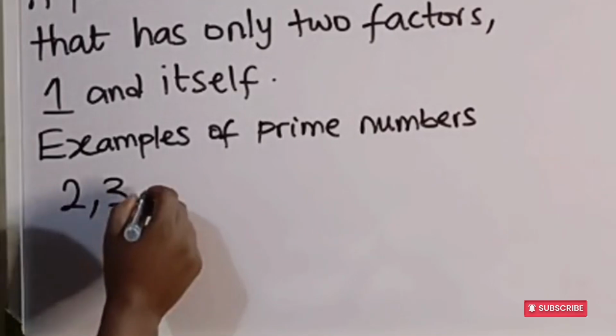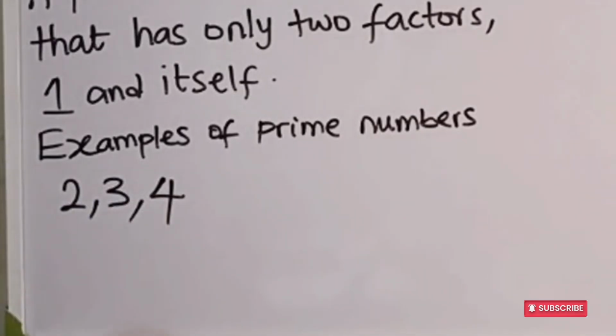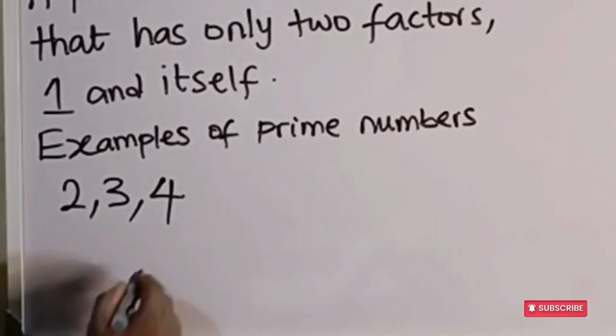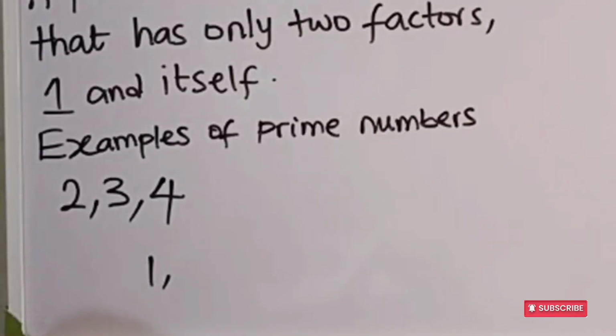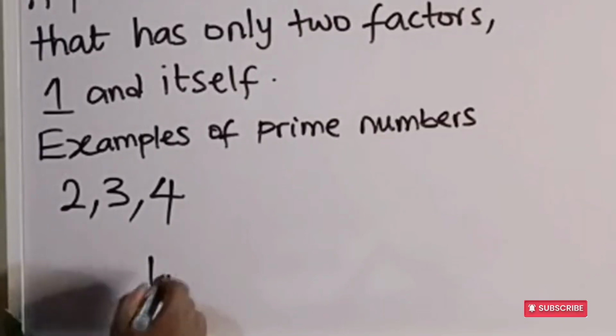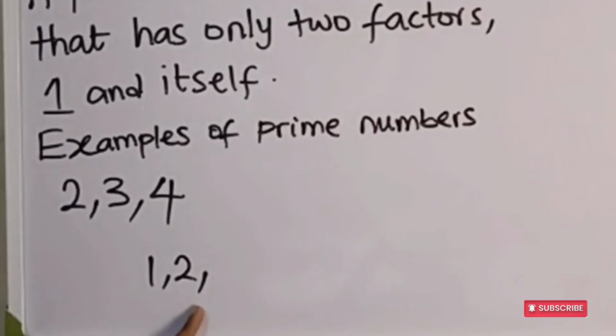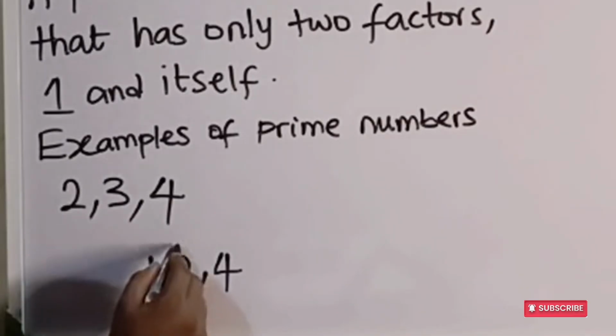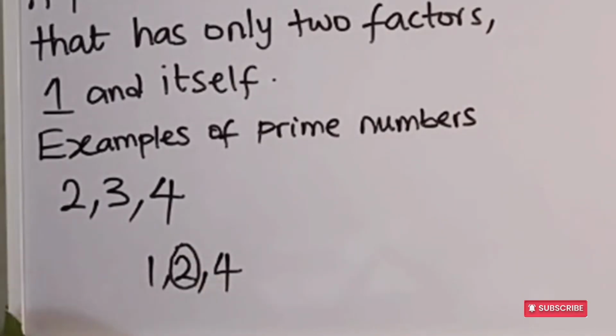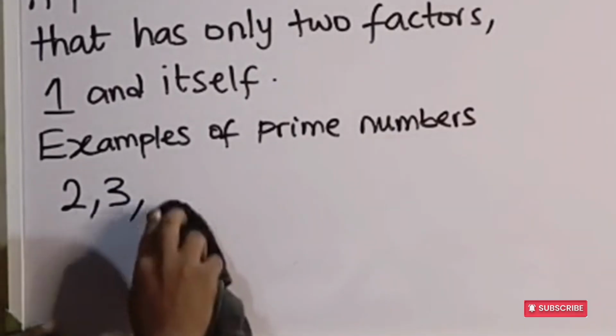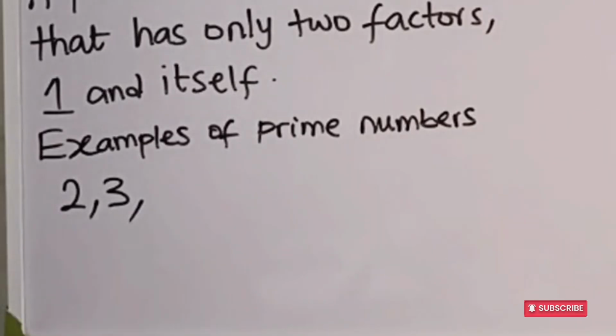And then we have 4. Is 4 a prime number? Let's see. 4 divided by 1 is 4. There is no remainder. So 1 is a factor of 4. 4 divided by 2 is 2. No remainder. That means 2 is a factor of 4. And then 4 is also a factor of 4. So how many factors does 4 have? 1, 2, 3. Since 4 has this extra factor, 4 is not a prime number.